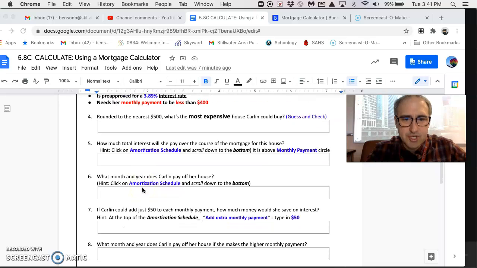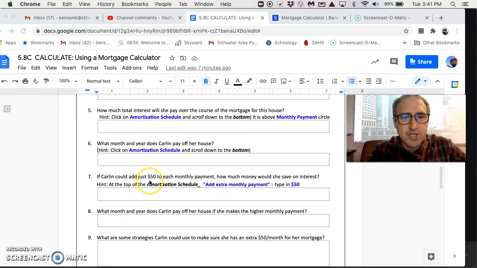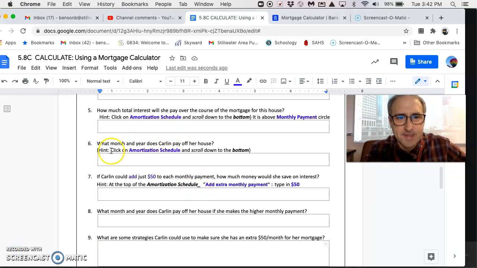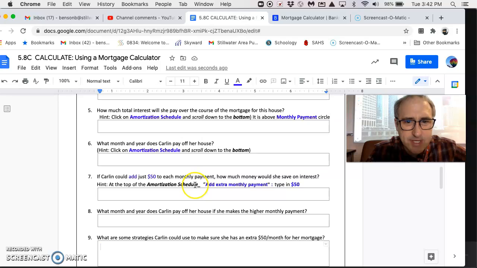Under Carlin in question number 7, it says, what if she could make an extra $50 a month payment? $50 each month extra. Where could I type that information? Better keep reading on to see. Maybe Mr. Benson and Miss Hoffman gave me a hint, like they did all over the rest of the page. Add $50 each month. There is a hint. At the top of the amortization schedule, add an extra $50 monthly payment. Type in 50. This is in blue. It must be something I need to look for.